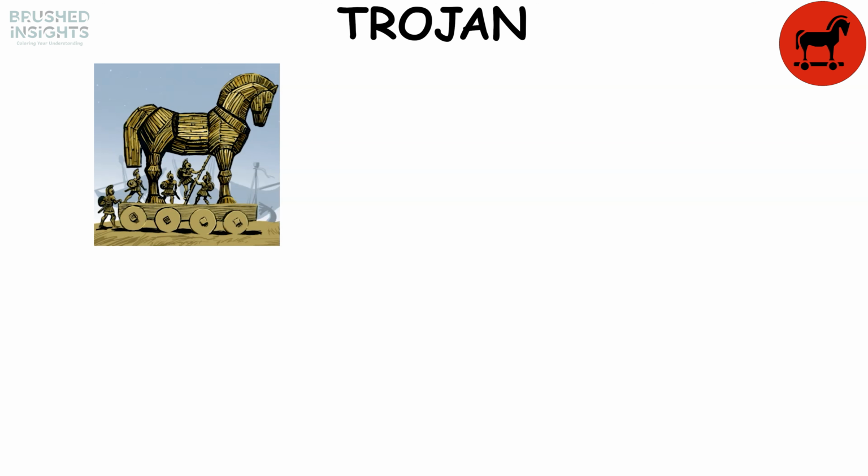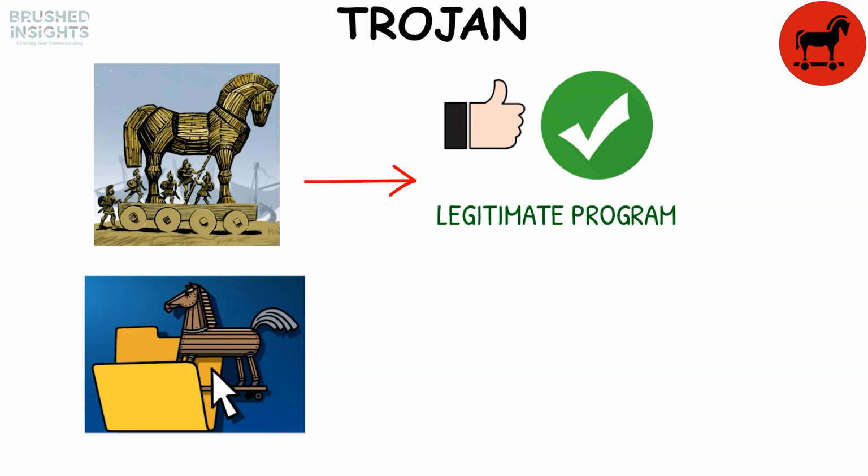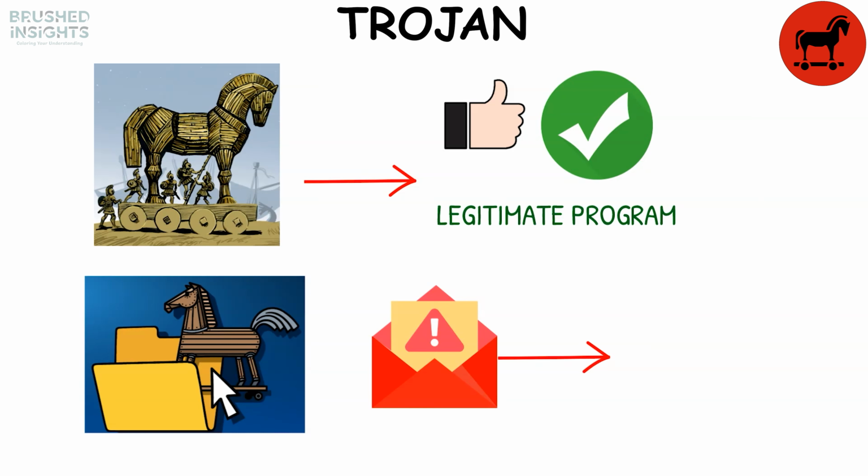Trojan. A Trojan horse refers to any form of malware that deceives users about its true purpose by posing as a legitimate program. Typically, Trojans are disseminated through social engineering tactics, such as tricking users into opening seemingly harmless email attachments or clicking on deceptive advertisements.